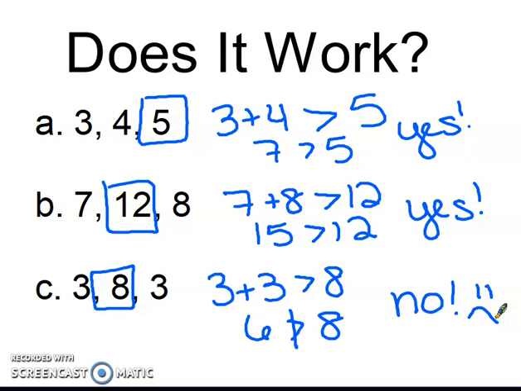I know it seems super simple. The biggest thing you need to be careful about is to make sure you find the biggest side. Do not just add the first two numbers together. That's why I box it, so it stands out to me. I know that's my biggest side, so I'm going to add everything that's not boxed.